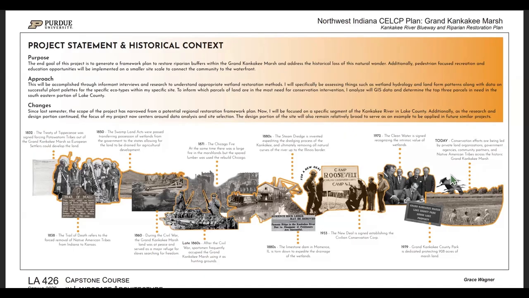And first, just taking a look at the historical context of the area, I wanted to highlight how at one point this wetland, the Grand Kankakee Marsh, spanned over 1 million acres. And then once colonization began, the area was dredged, disconnecting the wetlands from the Kankakee River.